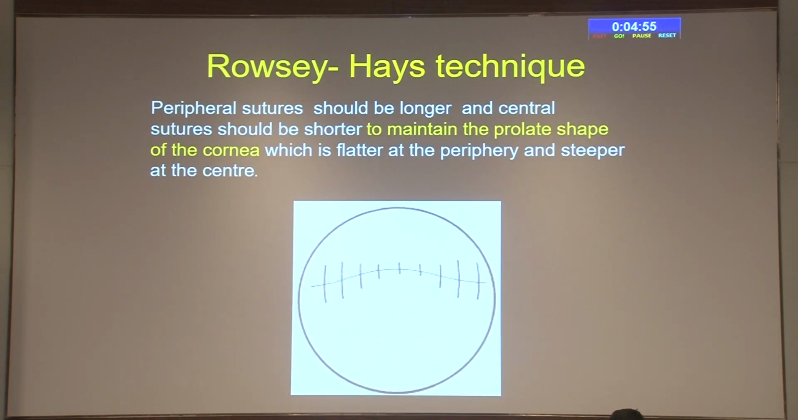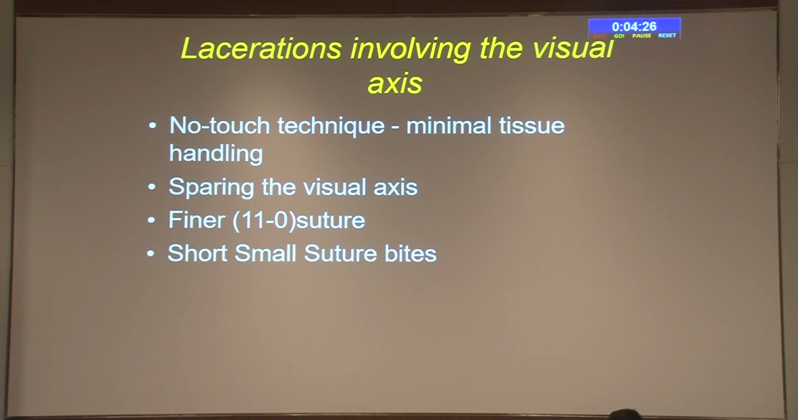So this is the major way of doing it for suturing in the cornea. The Rose-Hayes technique of suturing has to be done because it maintains the prolate shape of the cornea, in which the smaller sutures are put at the central visual axis area where the cornea is made a little bit flatter, and the peripheral long sutures will make the cornea stiffer so that the cornea maintains its normal prolate shape.